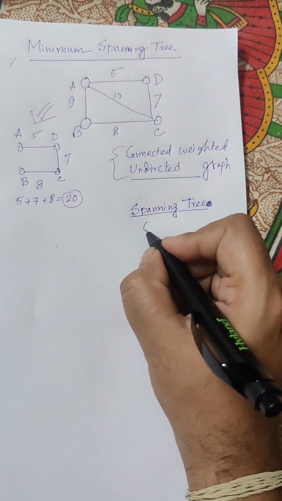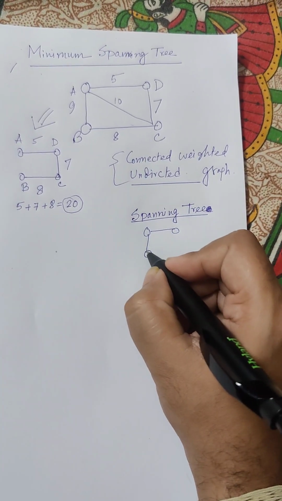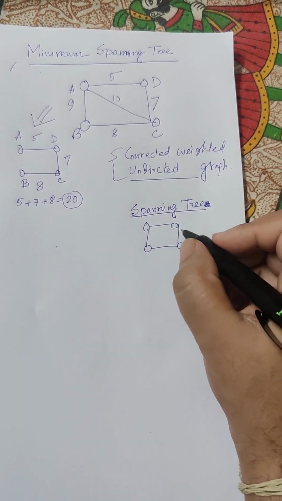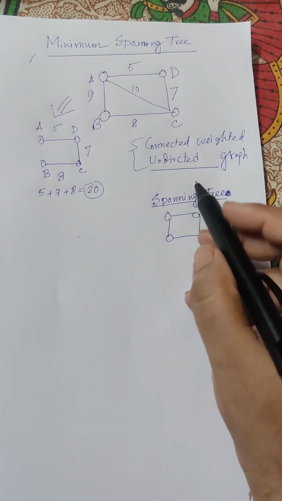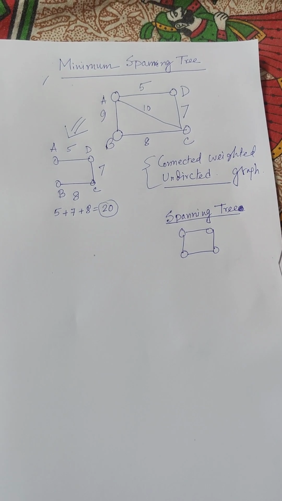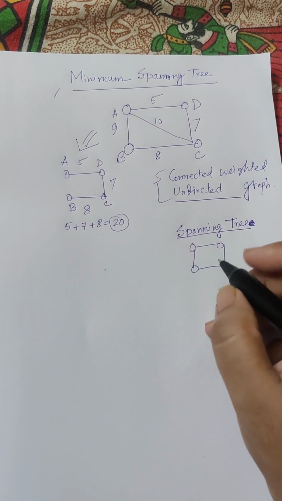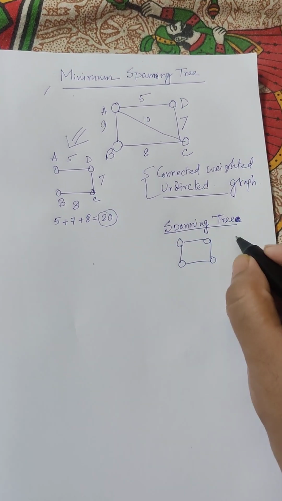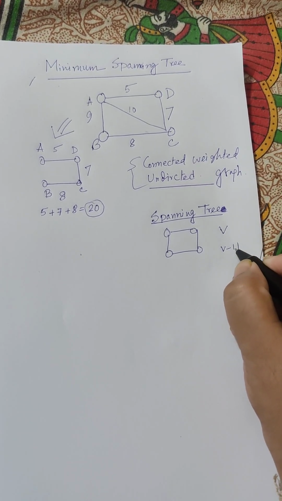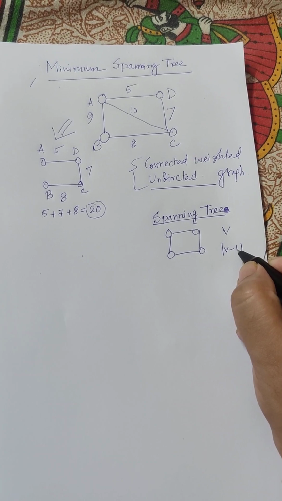So suppose we are given this diagram, everything is closed, everything is connected, and there are some weights. So what is going to be the spanning tree for this graph? In a spanning tree, if you have V vertices, you will have V minus 1 edges.